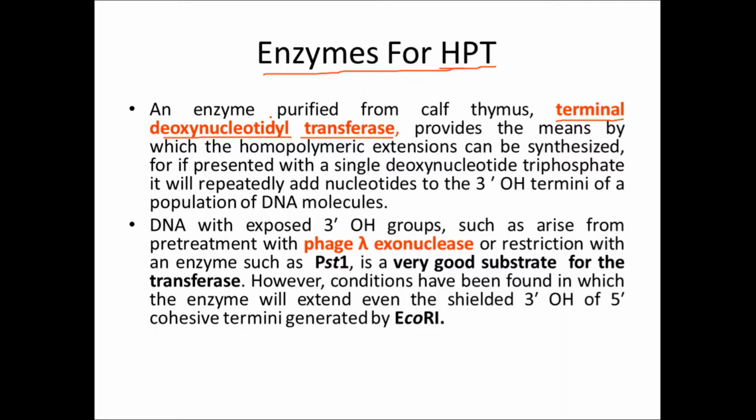This enzyme is purified from calf thymus. Calf means the young one of a cow. The thymus is a secondary lymphoid organ. So this enzyme is obtained from calf thymus. It provides the addition of homopolymeric nucleotides to the 3' end; this is called extension. Single nucleotide triphosphates are repeatedly added at the 3' end of the termini of a population of DNA molecules, either gene of interest or vector.